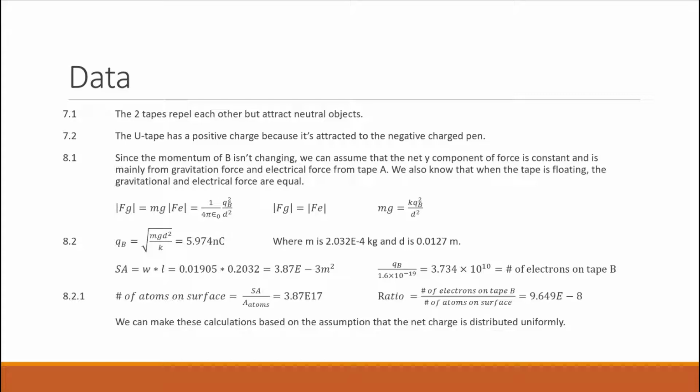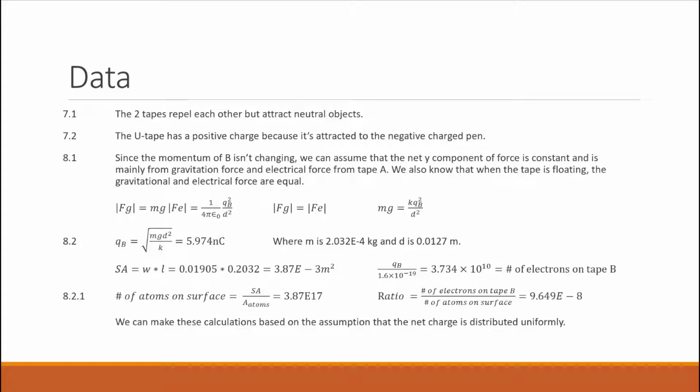In the next experiment, we charged two separate pieces of tape once again, suspended one in the air, and used another one placed underneath to get that top tape to float. There were a few assumptions we can make from this. One of them was that because the tape was floating and the momentum has ceased, the gravitational force and the electrical force are equal to each other. We can assume this because the tape is not moving in the y direction anymore. It's not moving up, it's not moving down, it's floating.